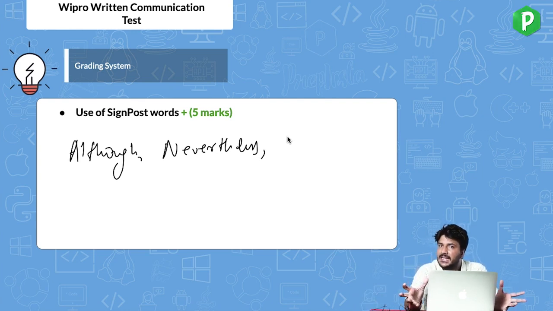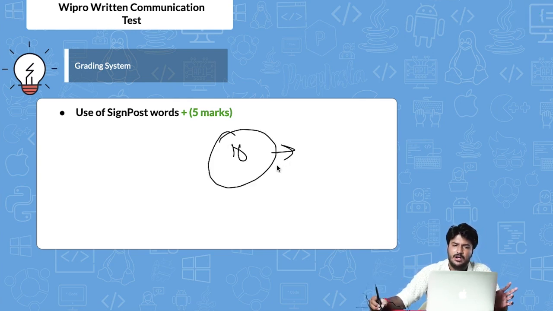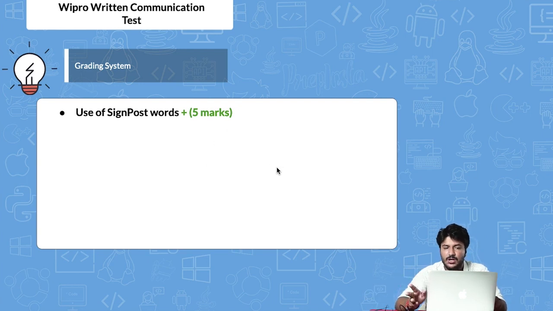So that is what the AI system looks for. Okay, they've used a signpost word, so there is better information, or there is factual information that they're trying to give. So what I would suggest is to use at least 10 signpost words in the paragraph that you are writing, and you can Google what signpost words are. You are going to get 5 marks for using signpost words.